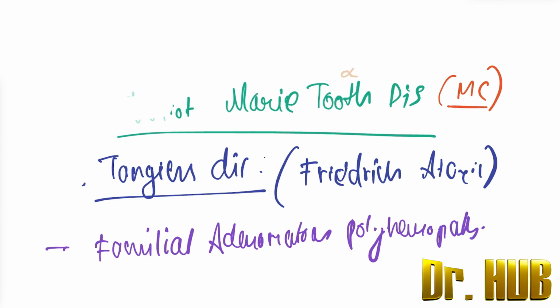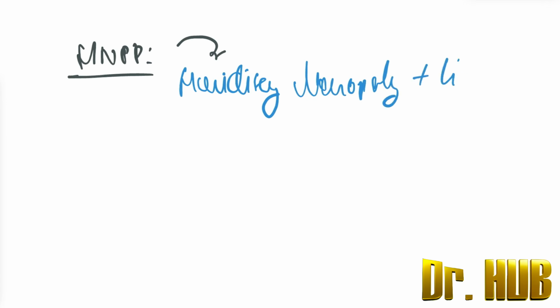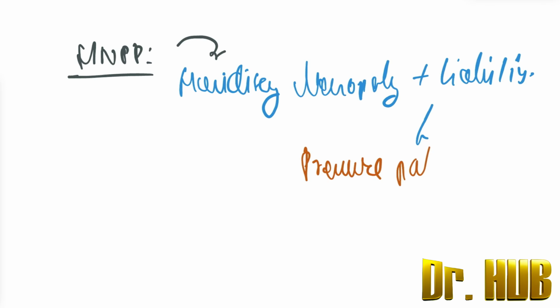Then we look at HNPP. What is meant by HNPP? HNPP stands for hereditary neuropathy with liability to pressure palsies. So it is a hereditary neuropathy with liability to pressure palsies.